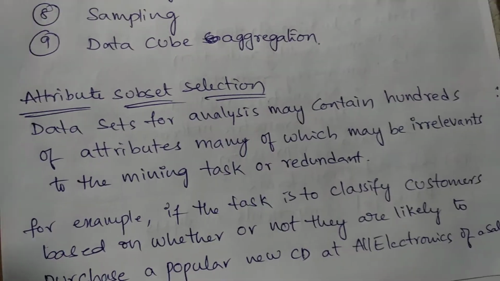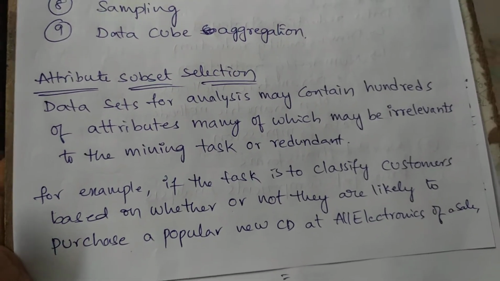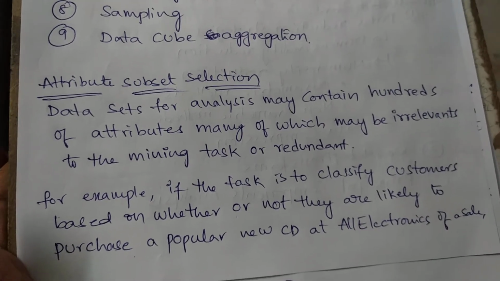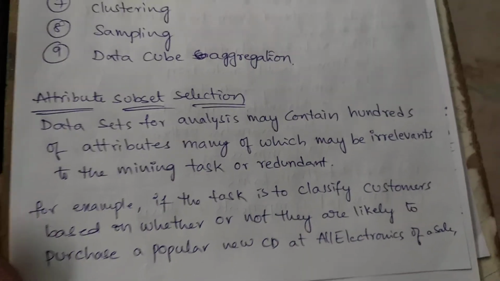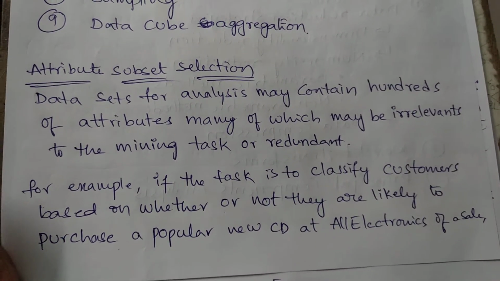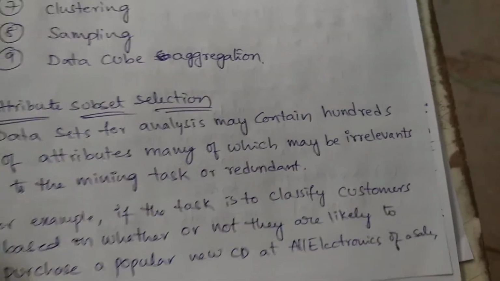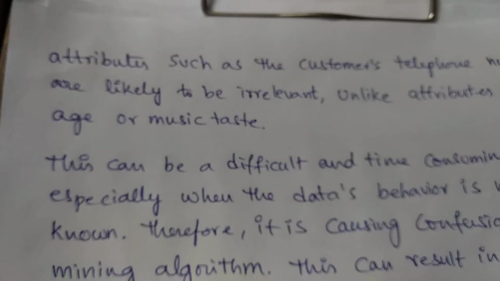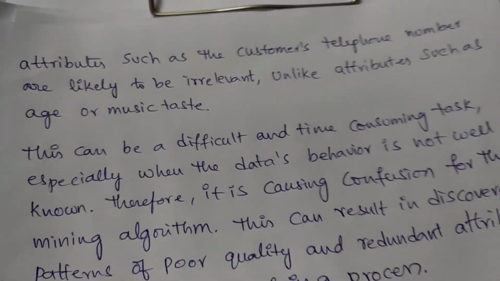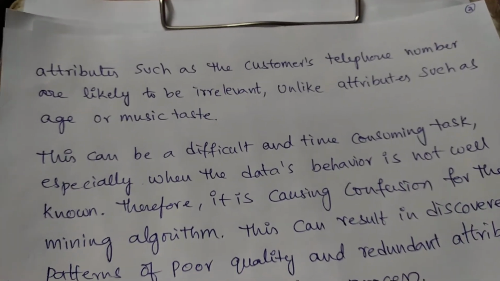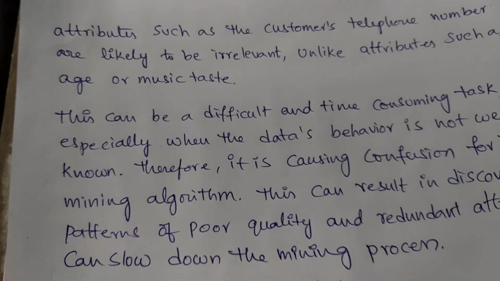So let us go to attribute subset selection. Data sets for analysis may contain hundreds of attributes, many of which may be irrelevant to the mining task or redundant. For example, if the task is to classify customers based on whether or not they are likely to purchase a popular new CD at AllElectronics, attributes such as the customer's telephone number are likely to be irrelevant, unlike attributes such as age or music taste.